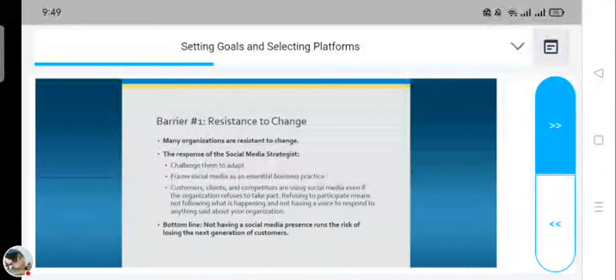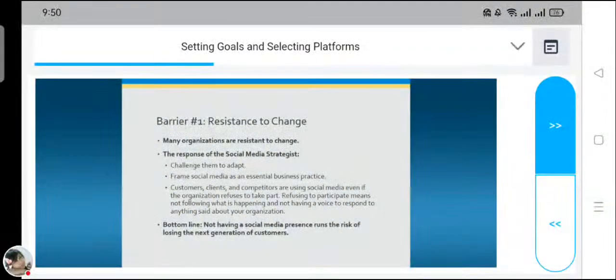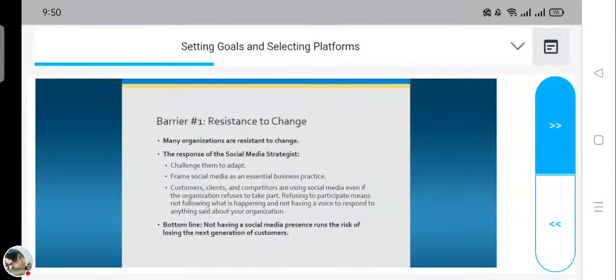And your job as a social media strategist is to convince them that they need to adapt. Help them understand that they could be like the Titanic. By the time you see that iceberg, it might be too late. So they need to begin shifting course sooner rather than later, or the results could be devastating. Help them frame social media as an essential business practice rather than this thing on the side that seems kind of neat and trendy.